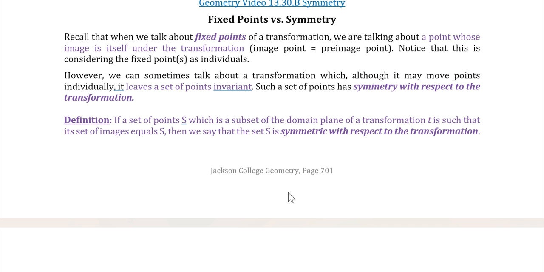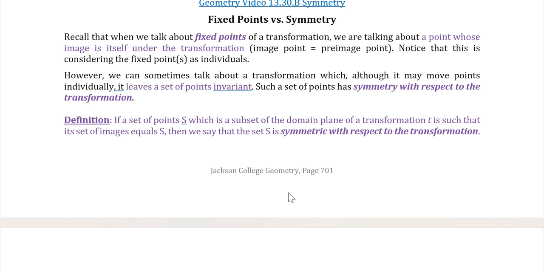A fixed point of a transformation is a point whose image is itself under the transformation. The image point equals the pre-image point. They're the same thing. So this is a point that is not moved at all when you do the transformation. Notice this is considering those points as individual points. However, sometimes we can also talk about a transformation which, although it may move points around individually, leaves a certain set of points invariant. Such a set of points has symmetry with respect to that transformation.